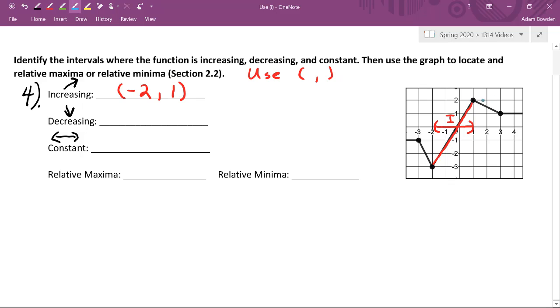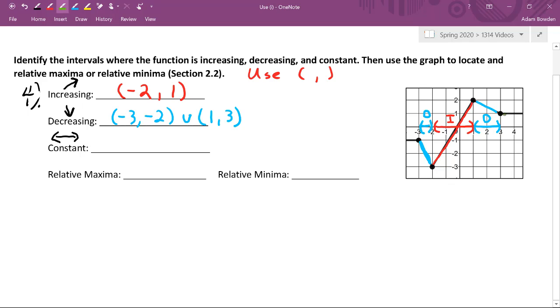So that's the part where it's increasing, and then we have two parts where it's decreasing. Here on the left side between the numbers -3 and -2. On the right side it's going to be between 1 and 3. So we put those together, we have the interval (-3, -2) in parentheses, union with the interval (1, 3), also in parentheses.